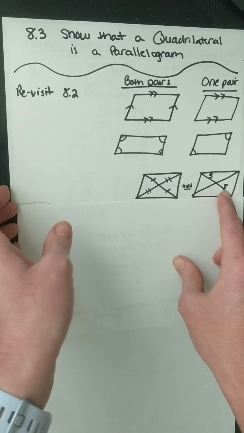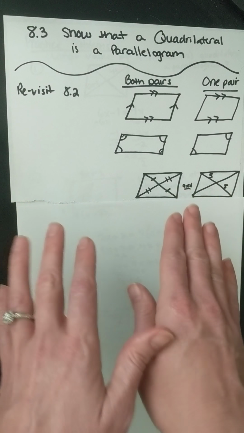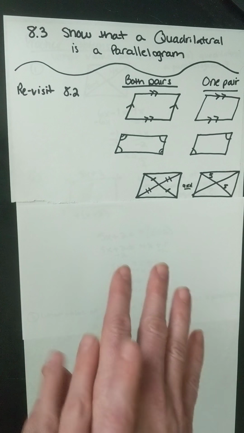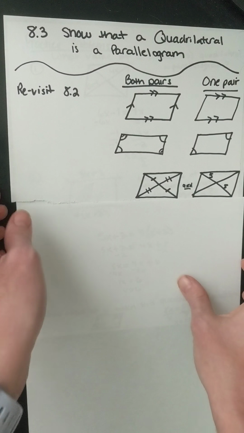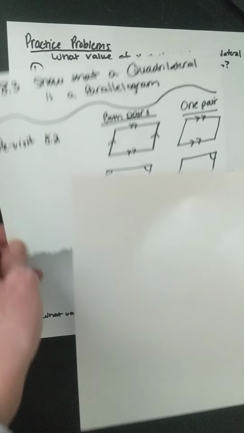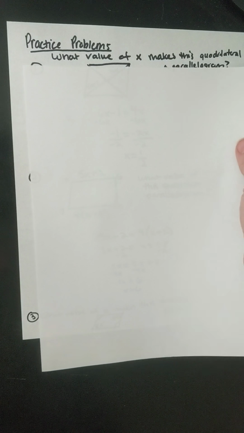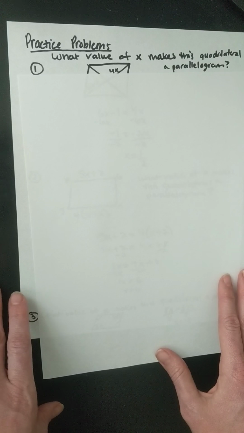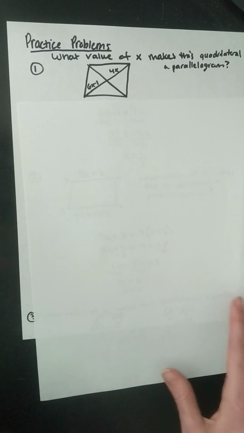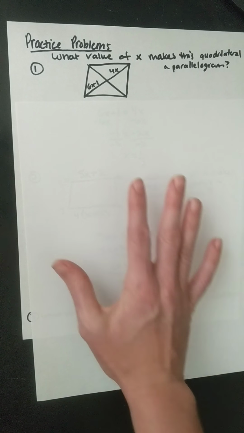Okay, so we are going to take this information we revisited from 8.2 and now we're going to do some harder practice problems with it. So what we're going to do is problem number 1. What value of x makes this quadrilateral a parallelogram? So here is the image. If you pause the video, see if you can solve. Okay. Now I'm going to go through it.